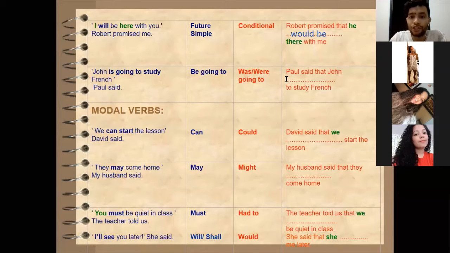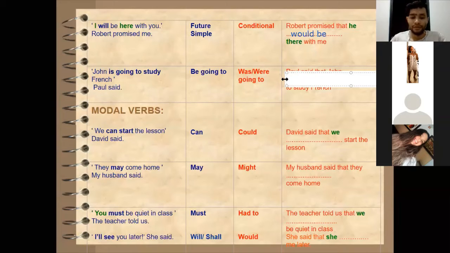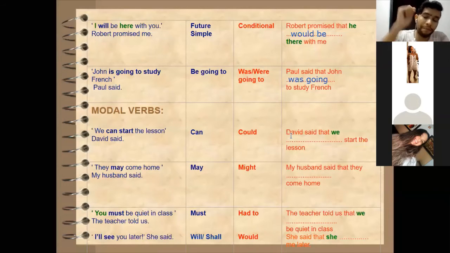Paul said that John what? Paul said that John what, guys? Was going to study French. Was going to study French. Paul dijo que John iba. Past, right? Iba a estudiar francés. So these are all the tenses and all the changes that we get when it comes to verb tenses.